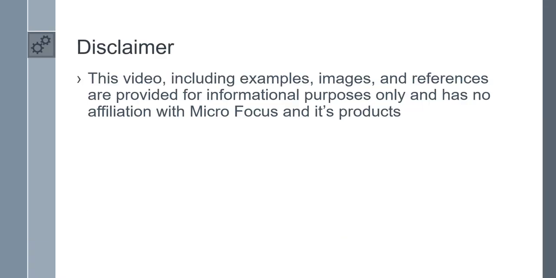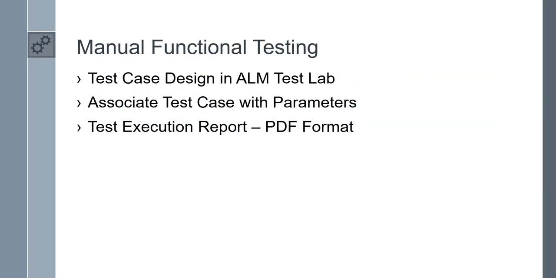What I'm about to present is manual functional testing. And I'll be covering three topics: test case design in ALM Test Lab, associate test case with parameters, test execution report, and PDF format. And as we know, not all functional tests can be done automatically, and some are actually done manually. Now I'm going to show you how manual tests can be done.